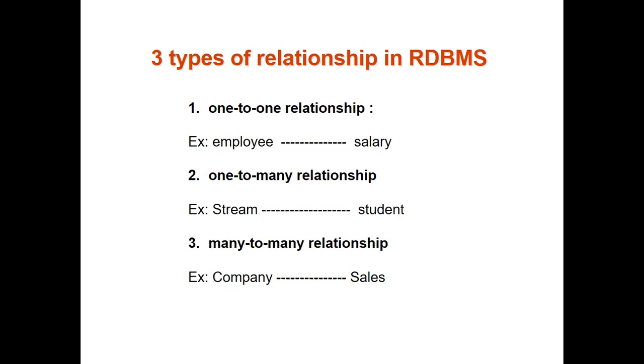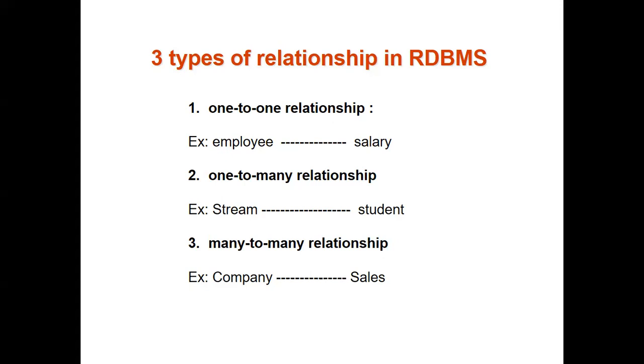I'm expecting answers from my participants. Will anyone give a one-to-one relationship example? Students and grades. Yes, students and grades table. Okay, fine. That one also we can make a one-to-one relationship. Any other?